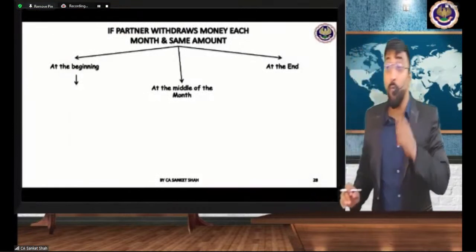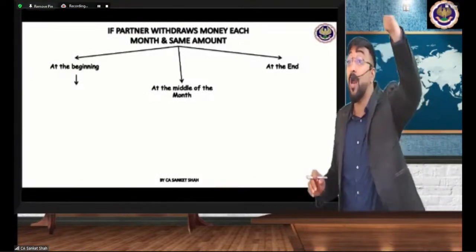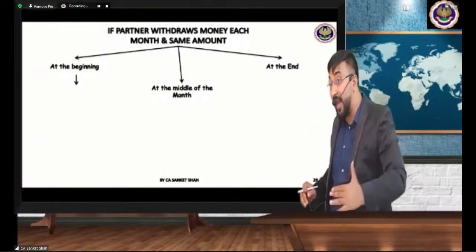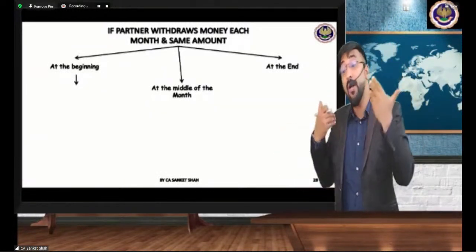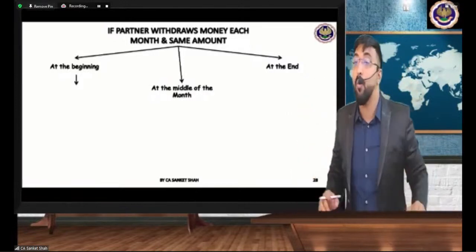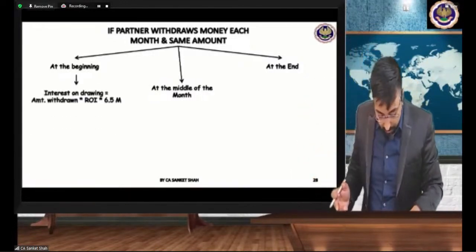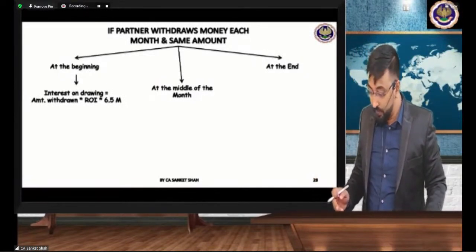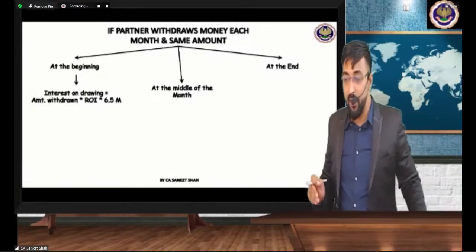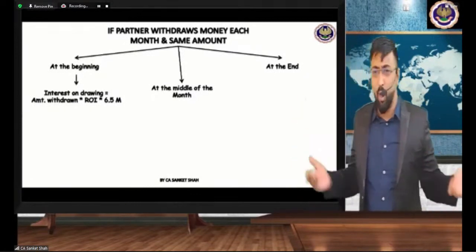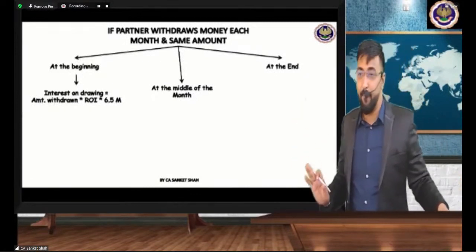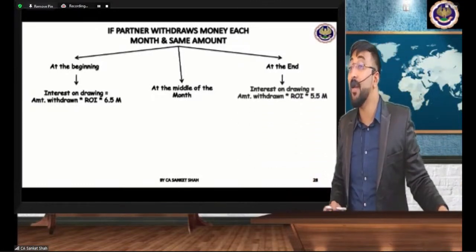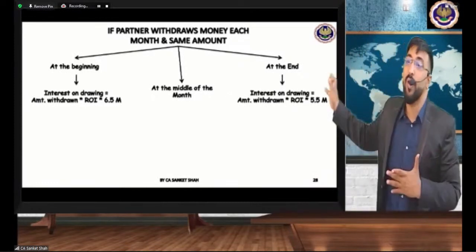So if you withdraw an amount every time, you don't have to calculate in the same way, 12, 11, 10, 9, 8, 7. You don't have to calculate. You will use one shortcut. And what is the shortcut? The shortcut is very simple. Interest on drawings: amount withdrawn every month, that is 1,000, into rate of interest, into 6.5. If it is in the middle, then into 6. And if it is at the end, it is 5.5. So you can use this shortcut.